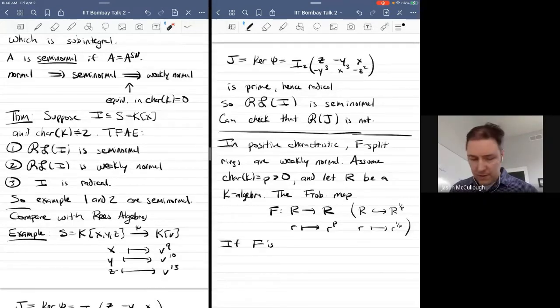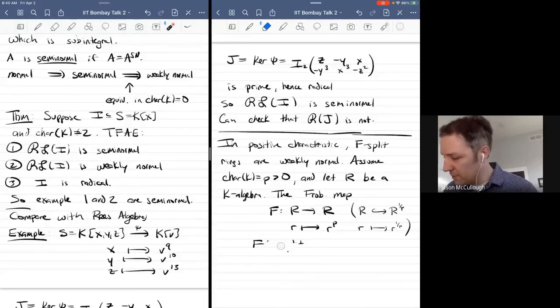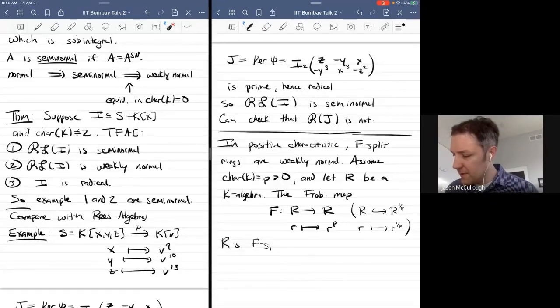So R is F split. Let me start over. R is F split if this map splits as a map of R modules.